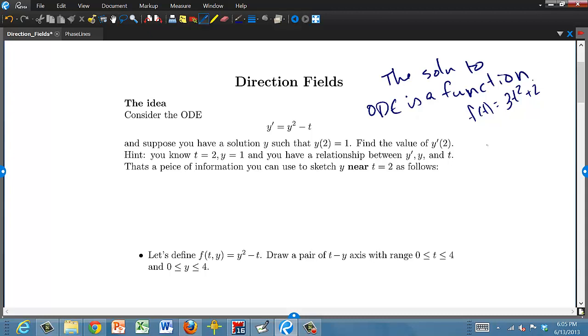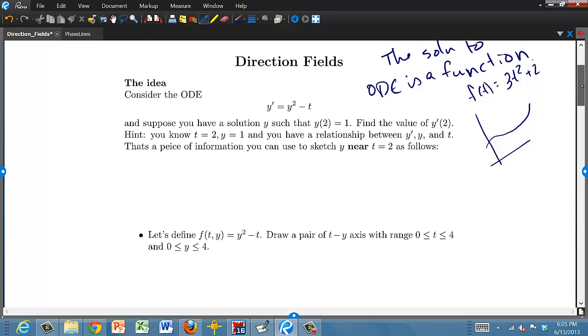You can also describe functions through graphs, right? You can describe a function by drawing a graph of it. And that's really our goal. Today we're going to try to draw a graph or an approximate graph of the solution to our ODE without ever finding a formula for evaluating the function. Okay, so let's get started.